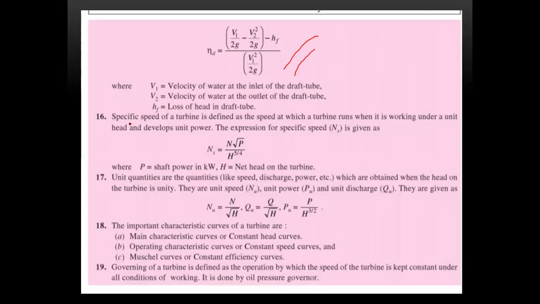The specific speed formula is defined as follows. I am showing all these as highlights so that you can practice problems. The unit quantities, the important characteristics, main operating and muschel constant velocity, governing of the turbine also.